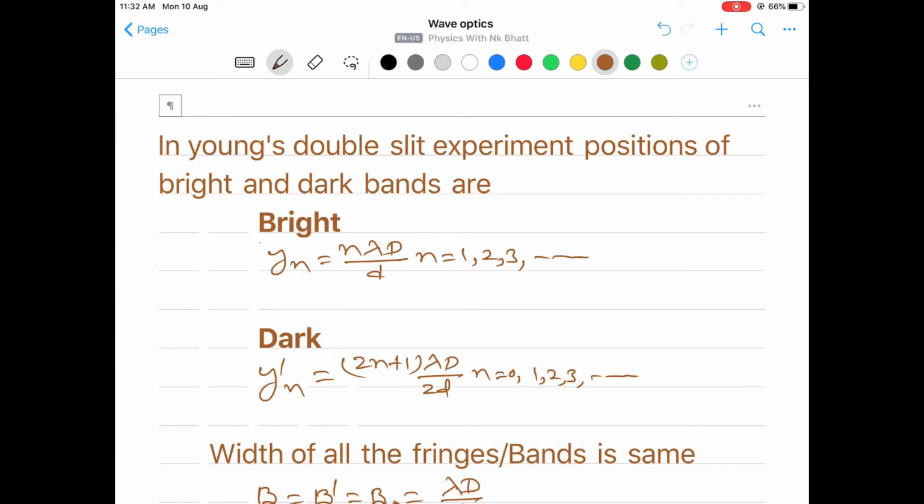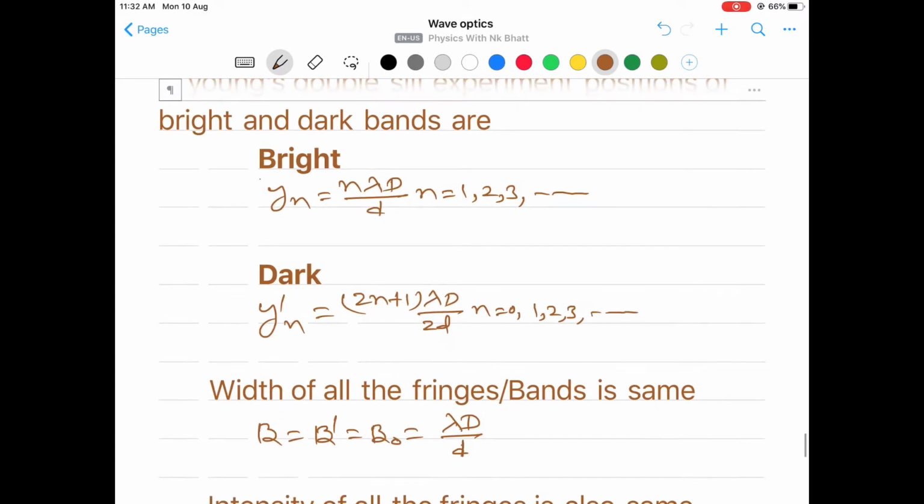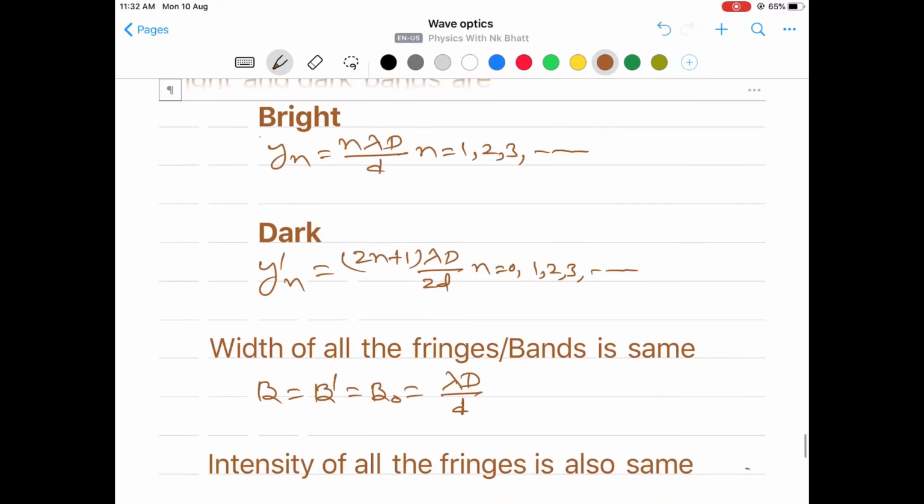Then we discussed about the width of fringes, and the conclusion was all the fringes or bands are of same width, and that width is given by beta is equal to beta dash is equal to beta node is equal to lambda D upon d. So it is irrespective of bright or dark or central bright fringe, all the fringes are of same width, and that width is lambda D upon d.